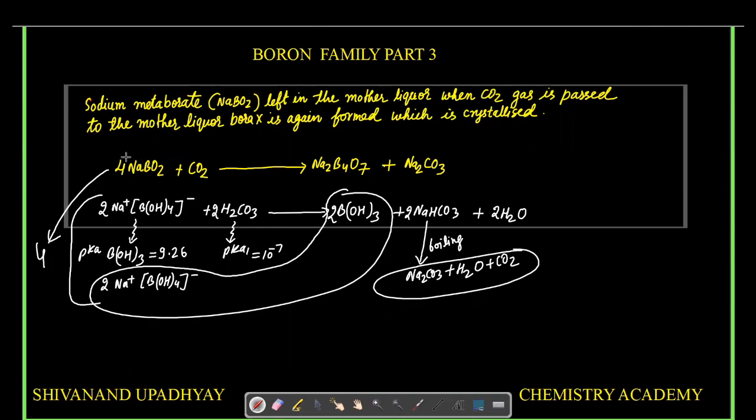Among these four molecules, two molecules of NaBO2 are reacting with CO2 to form two molecules of boric acid, and the remaining two molecules of NaBO2 and boric acid will form borax. Right, so this is the reaction in JEE Advanced. Many years ago, they asked this question.